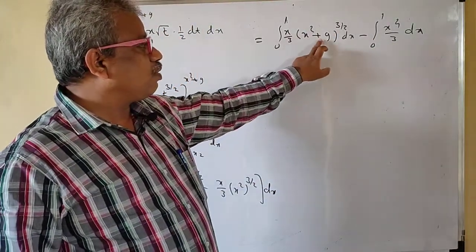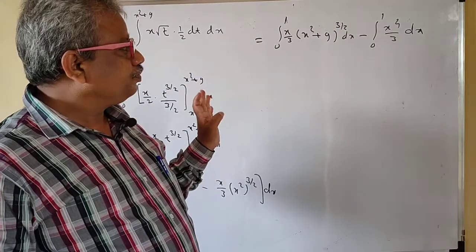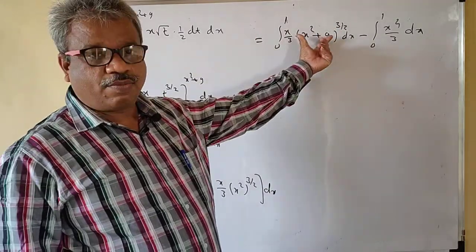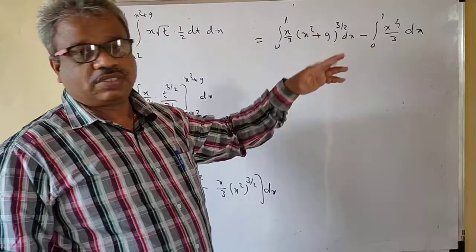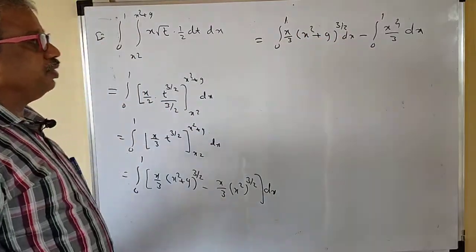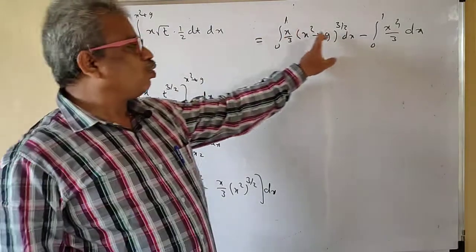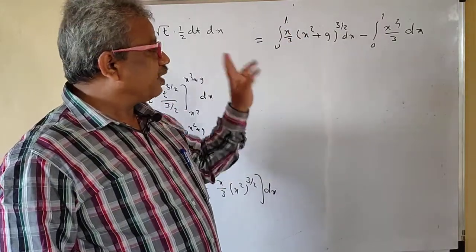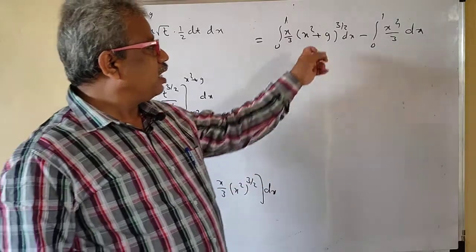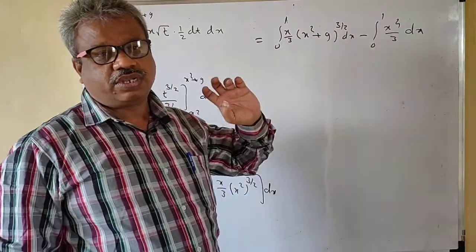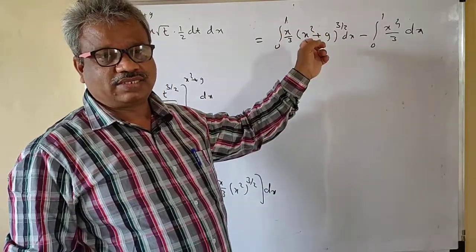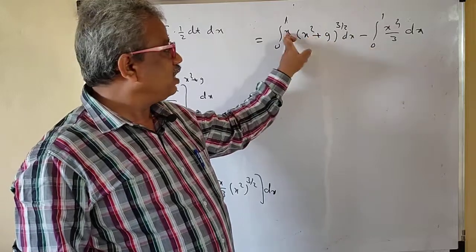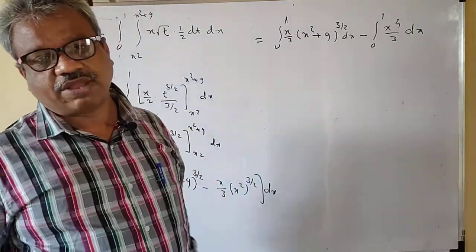Now this x square plus 9 to the power 3 by 2 is a very complicated term, and this is the product of two functions. So now check whether the substitution is available or not. If you put x square plus 9 is equal to t, what is the derivative? That is twice x dx. Now see, x dx is there. That means the substitution is available.